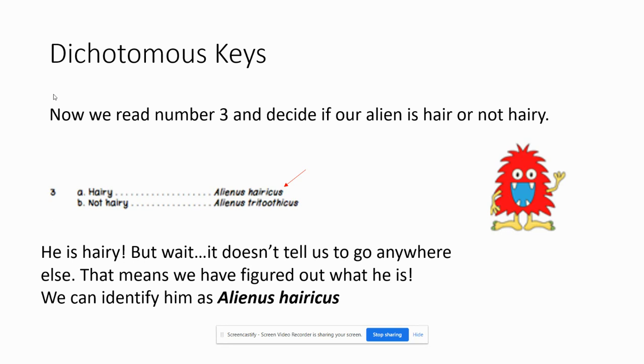So we figured out exactly what he is by following along with the dichotomous key. And once again, if he was not hairy, we could also determine what he is. So he would be Alienus tritoothicus.